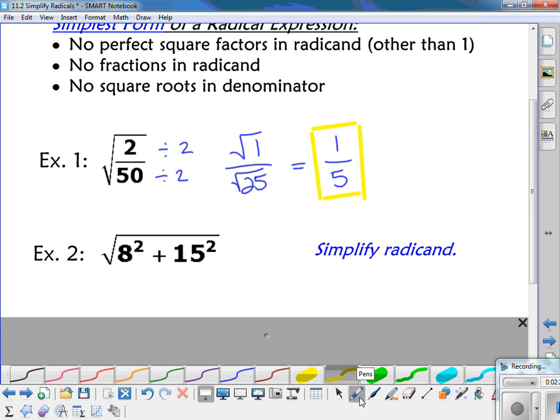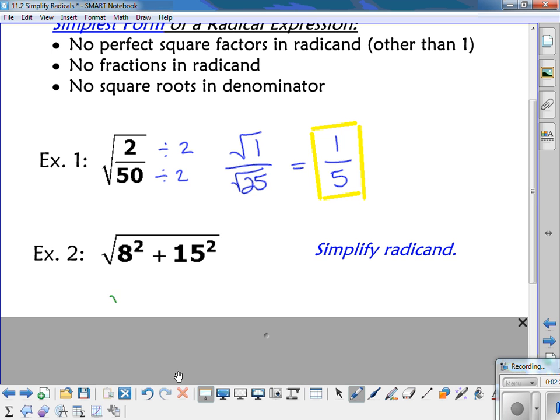So we're going to take care of our exponents. So 8 squared is 64, and 15 squared is 225. If I add those together, they add up to 289. And the square root of 289 is 17. So see, it didn't equal 23, did it? So you want to be careful with that. Don't think that you can just take the square root separately. When there's a plus or a minus sign, it's just like when we had radical expressions. They're a package deal. They stay together until you get rid of that plus sign, okay?